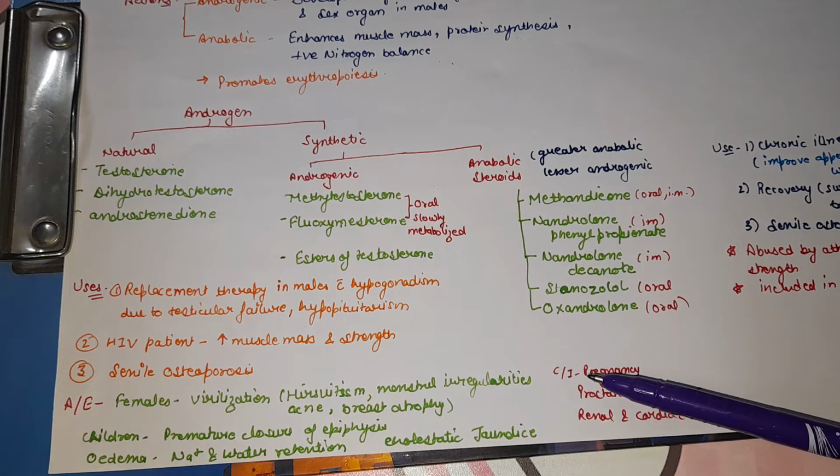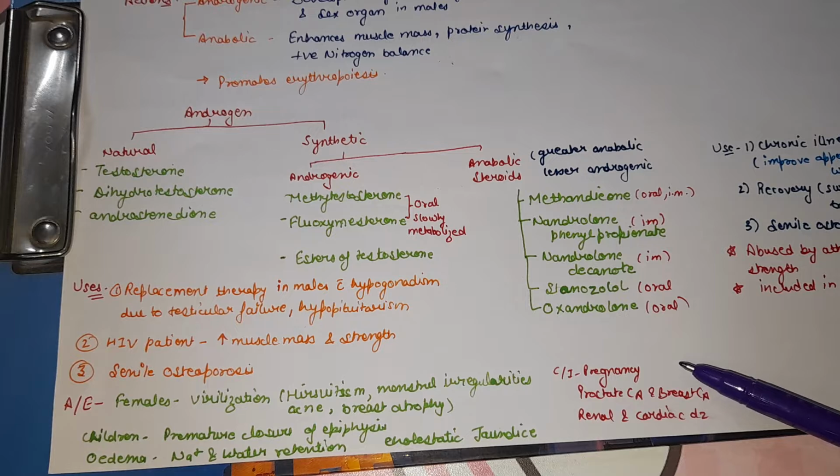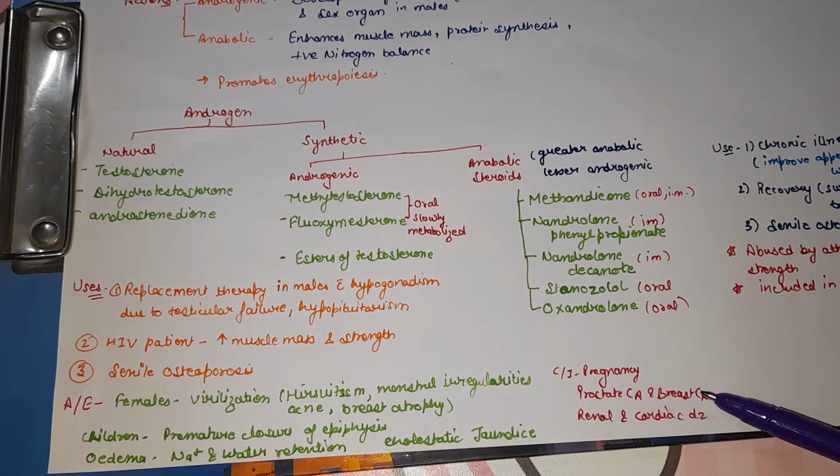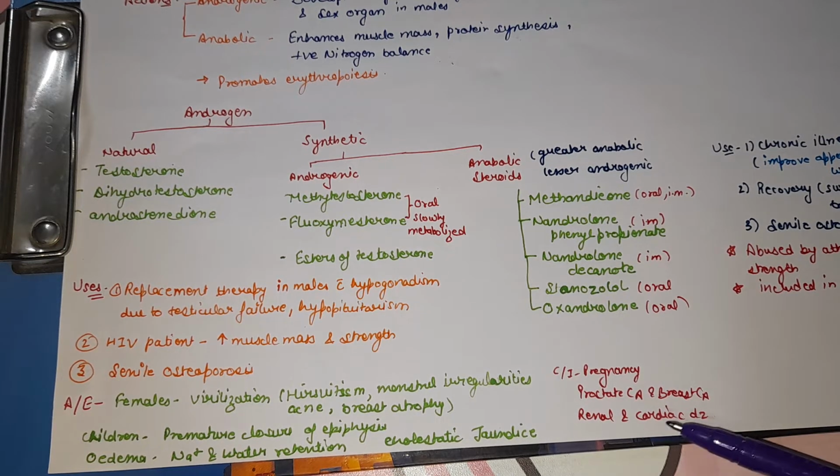Now the contraindications and precautions of use of androgens. In pregnancy, androgens are contraindicated because there is a fear of virilization of the female fetus, and they also cause risk of increased carcinoma of prostate and breast cancer in men. As they cause sodium and water retention, they are also contraindicated in renal and cardiac disease.